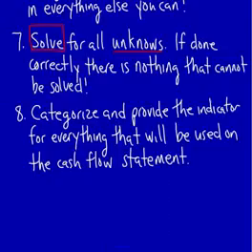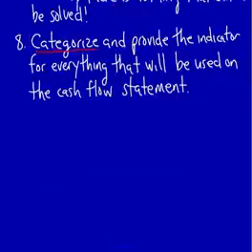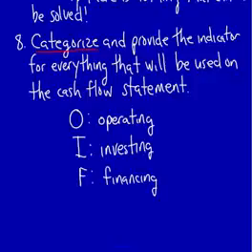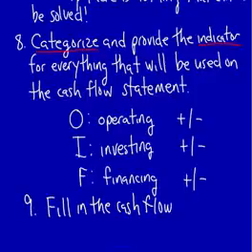What is the last step in the process? Categorize and provide the indicator for everything that will be used on the cash flow statement. So what does categorizing mean? Categorizing means to identify the activity. O would mean operating, I would mean investing, and of course F would mean financing. Provide the indicator. The indicator would be either a plus or a minus for each of the activities. So once we have that, step 9, fill in the cash flow.